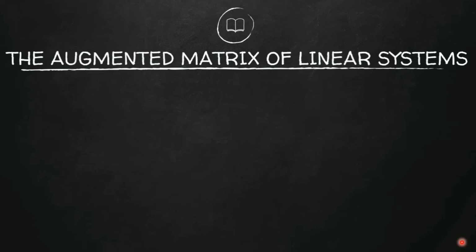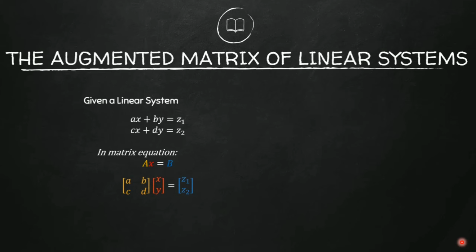is just a simpler representation of the system of linear equations. You have here a given linear system, ax plus by is equal to z sub 1, cx plus dy equal to z sub 2. In matrix equation, this is in the form AX equals B, where A is the coefficient matrix, X is the column matrix for the variables, and B is the column matrix for the constants. In its augmented matrix form, it is just equal to the matrix shown. We are just combining the coefficient matrix and the column matrix for our constants.